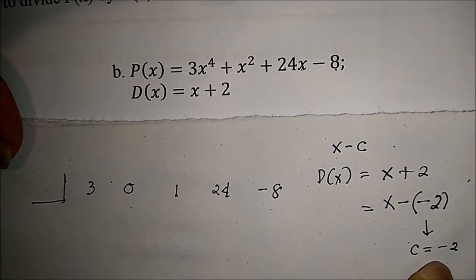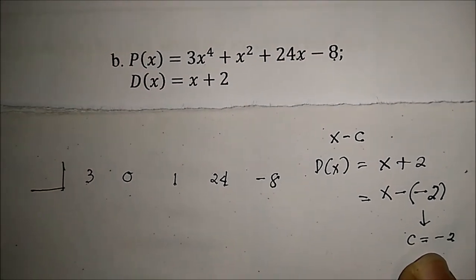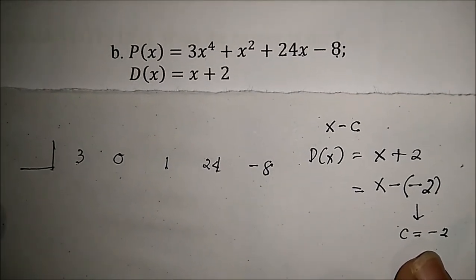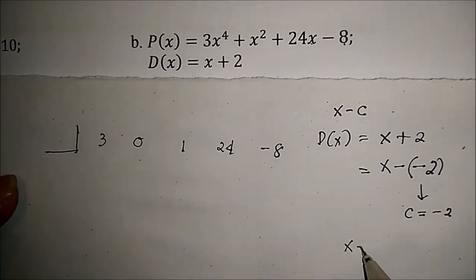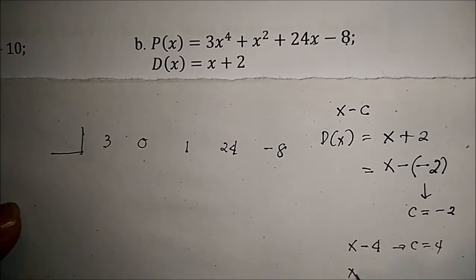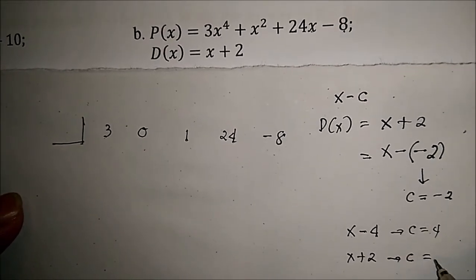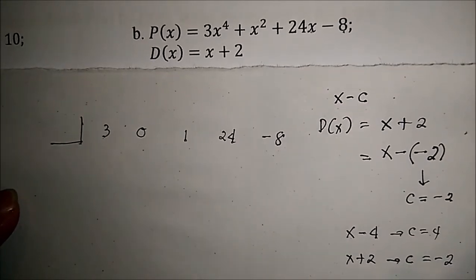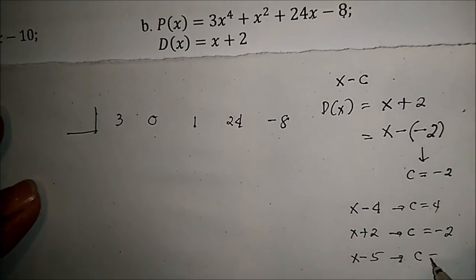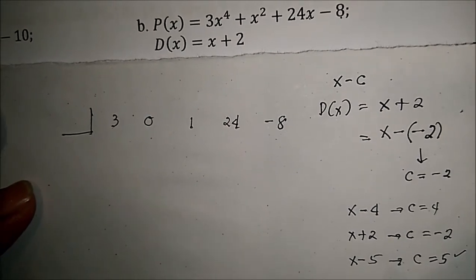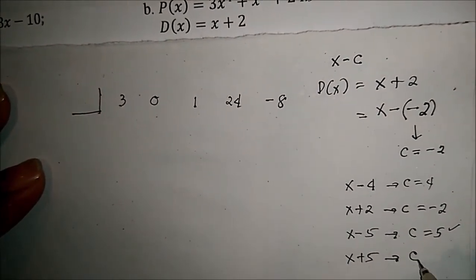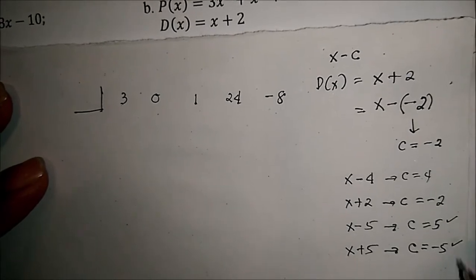So, yun lang ang technique. Or rather, yun yung appropriate way of finding c. But there is a technique. No? Ano yung technique? Halimbawa, kanina di ba, x minus 4. The synthetic divisor is 4. Ngayon, x plus 2, the synthetic divisor is negative 2. What have you observed? Paano kapag nilagay ko x minus 5? What do you think is the synthetic divisor? If you think the synthetic divisor is 5, then you are correct. What if we have x plus 5? What do you think is the synthetic divisor? If you think that the synthetic divisor is negative 5, then you are correct.